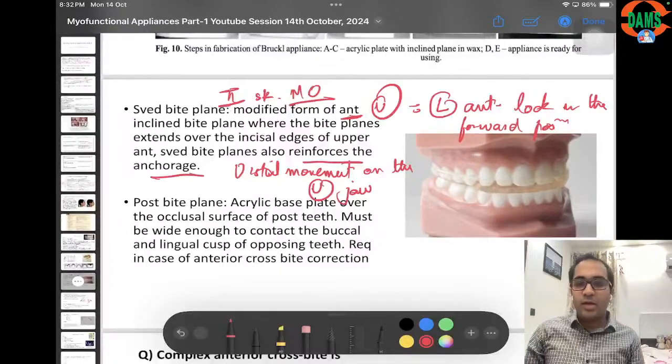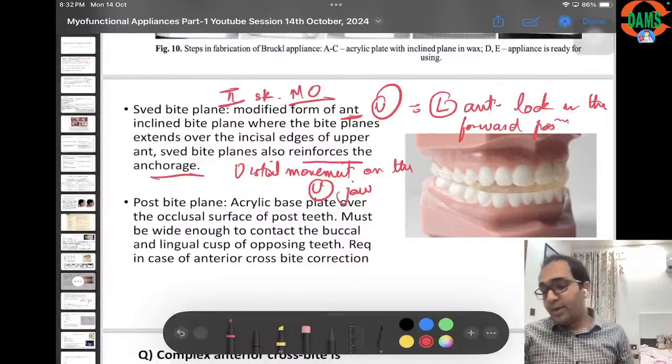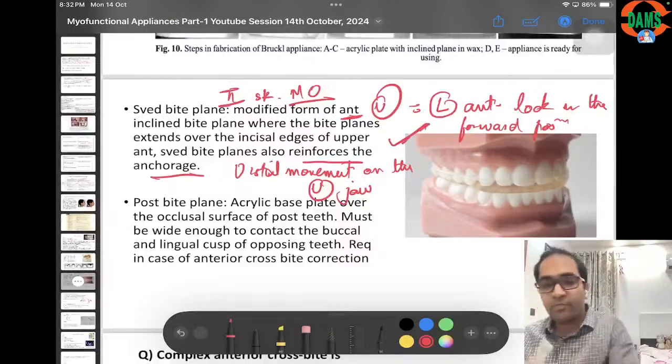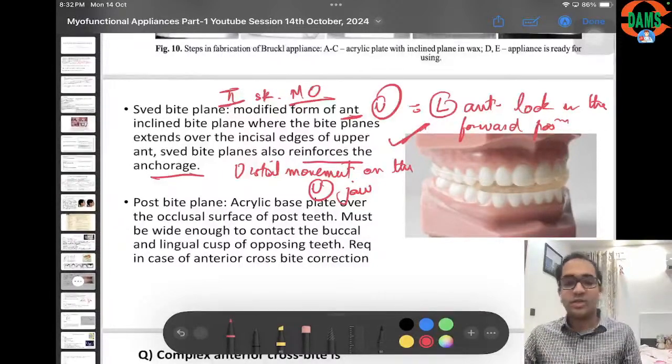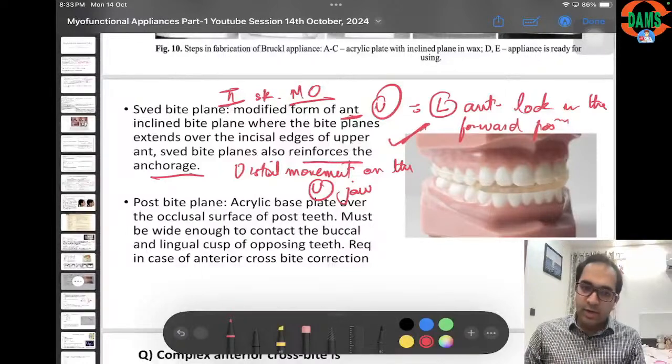Okay, clear? So this is the Sved's bite plane. I have its image. Next is the posterior bite plane. That is the acrylic plate which covers the occlusal surface of the posterior teeth. I've already told you how it acts. It is used for the correction of anterior crossbite, and it should be wide enough to contact the buccal and lingual cusp of the opposing teeth.